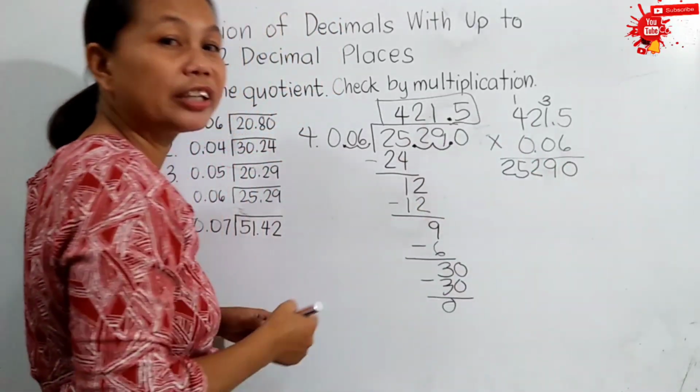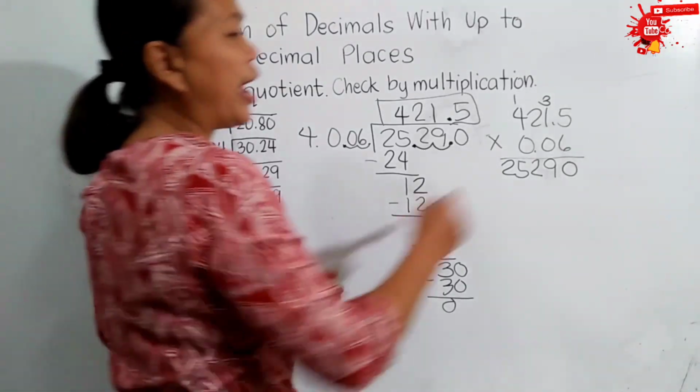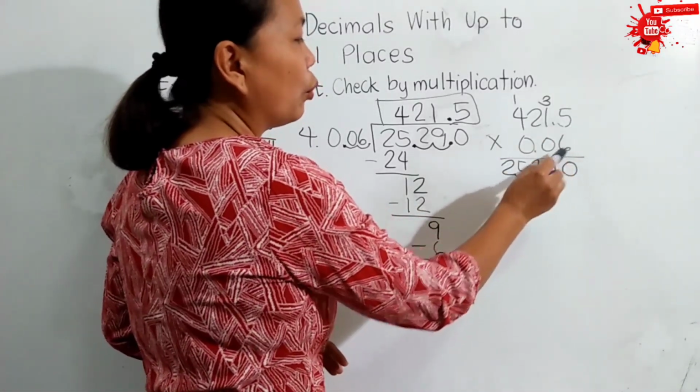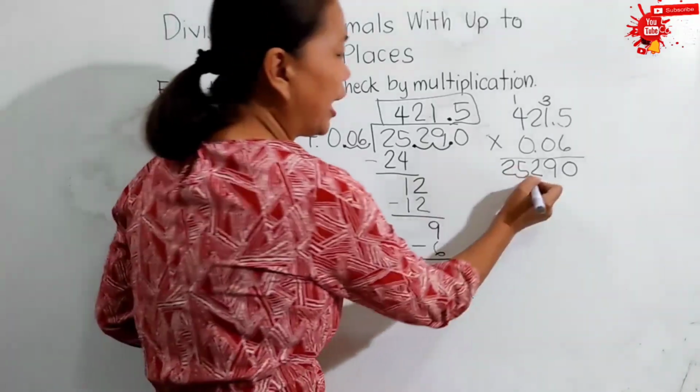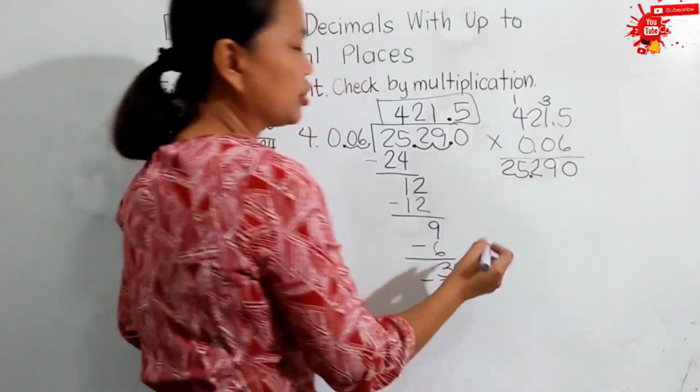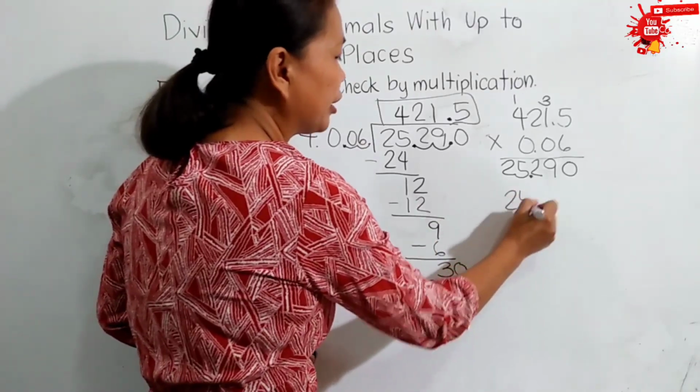Then count lang natin yung decimal point. So, we have here 1, 2, 3. So, nandito yung ating decimal point. So, it is the same with 25.29.